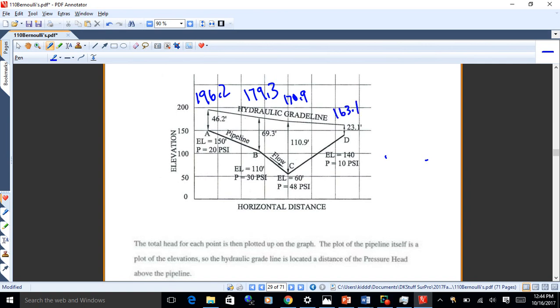Okay, so which way is the water flowing, to the right or the left? I can tell it's flowing to the right because as that hydraulic grade line moves to the right, it drops. Okay, so that's what's going to happen. You've got head loss, so the water just drops as you work your way across.